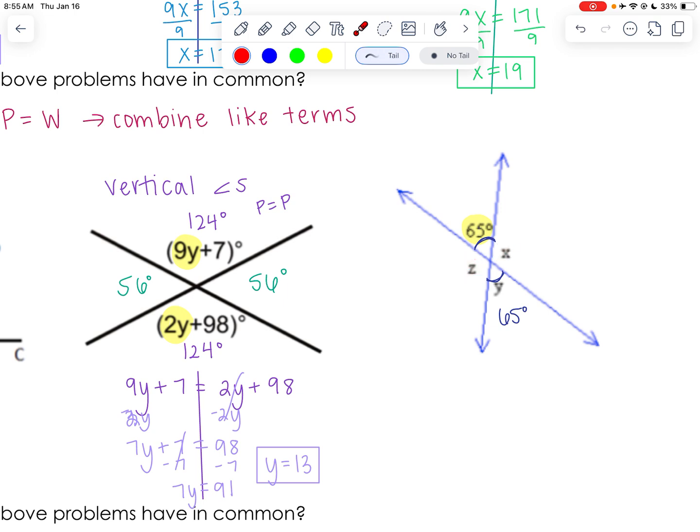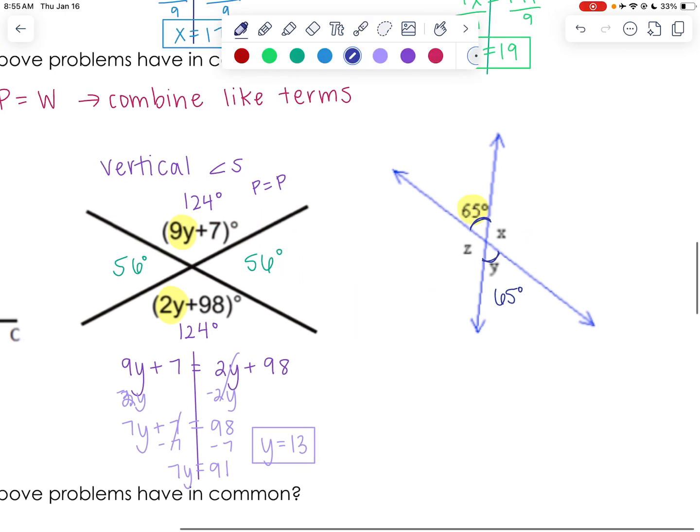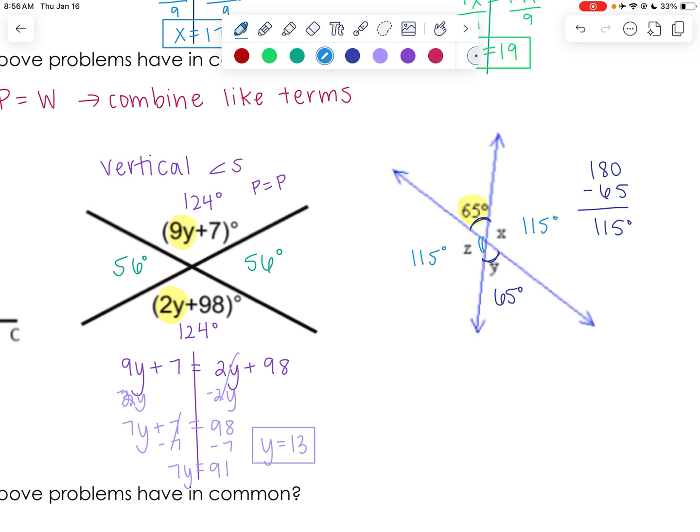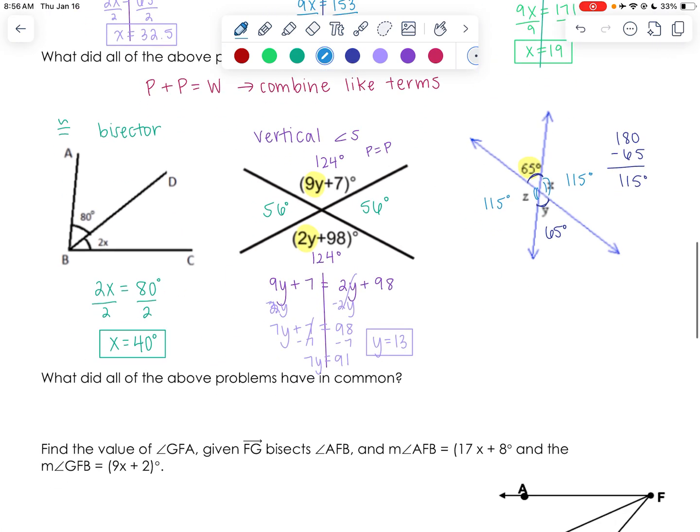So think back to the last one. If they were next to each other, what did we say they added up to? 180. So to find out what x or z is, I'm going to do 180 minus 65, which is 115. And then x and z are going to be the same thing, 115 and 115.